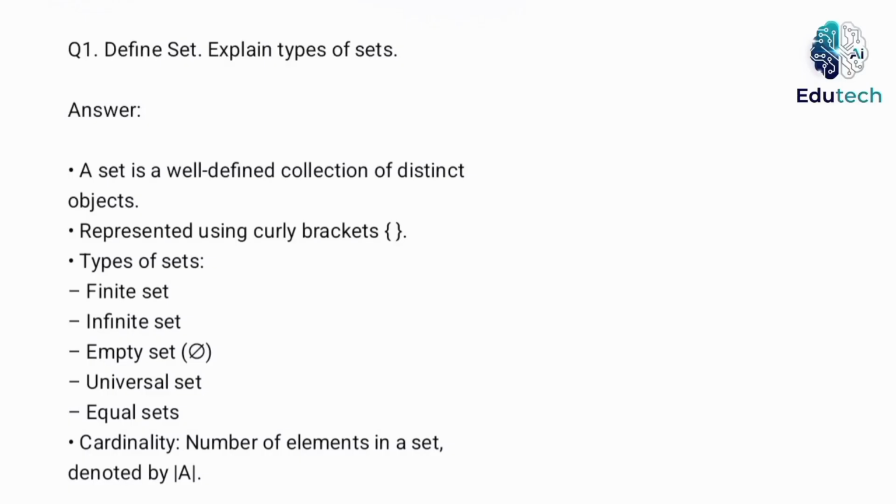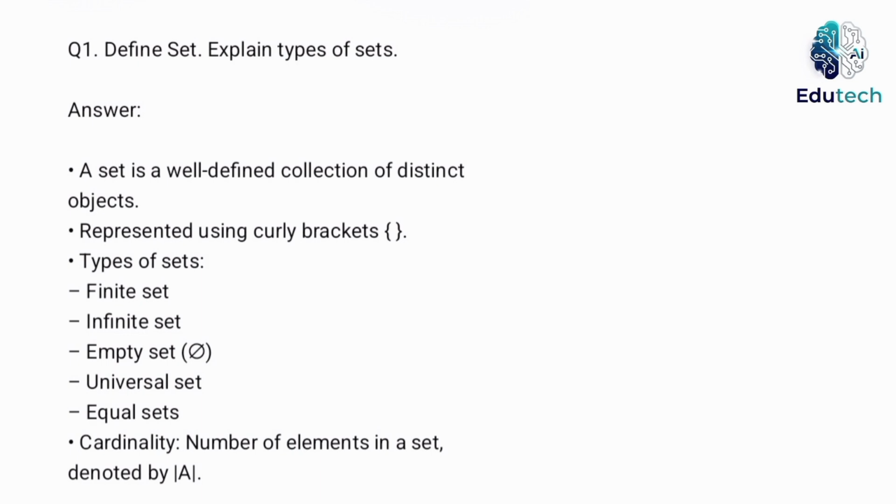Define set. Explain types of set. A set is a well-defined collection of distinct objects called elements. The objects in a set can be numbers, symbols, or real-life items. Sets are usually represented using curly brackets. For example, A is equal to the set {1, 2, 3}.